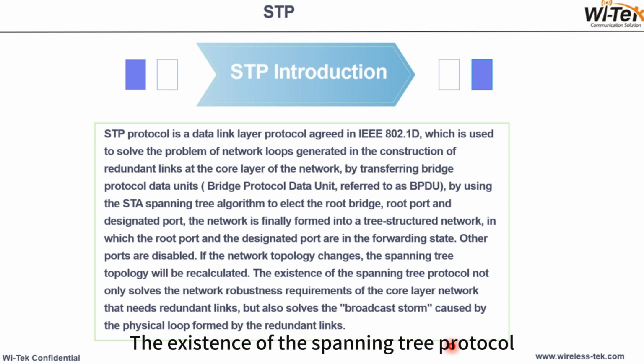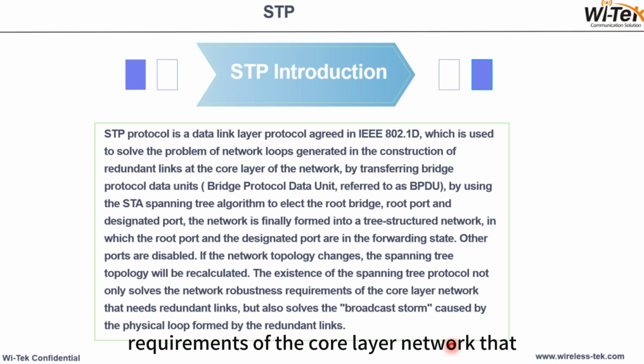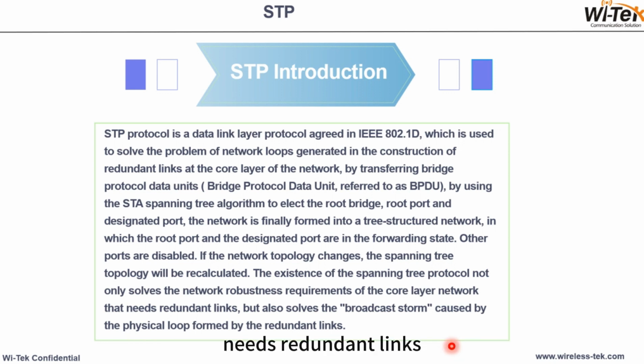The spanning tree protocol not only meets the network robustness requirements of the core layer network that needs redundant links, but also solves the broadcast storm caused by the physical loop formed by the redundant links.